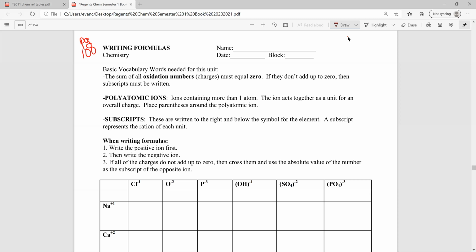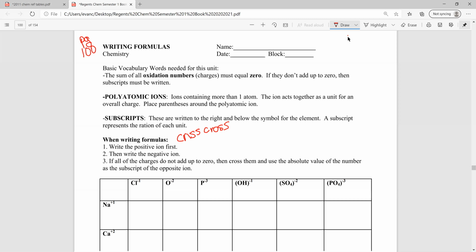Right, so let's do some more writing formulas practice. This is page number 100 in your notes book. And just make sure that when writing our formulas, the positive ion goes first and then the negative ion. And then we're going to crisscross so that balances out the charge, because the sum of the oxidation numbers is going to be equal to 0.